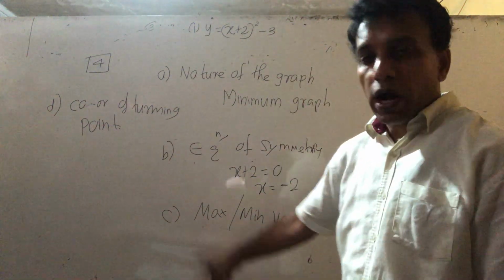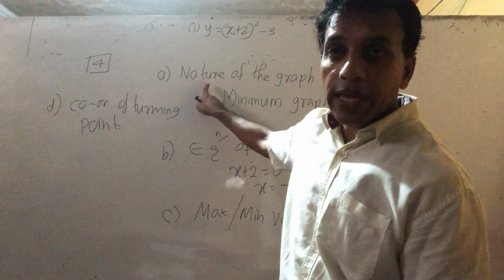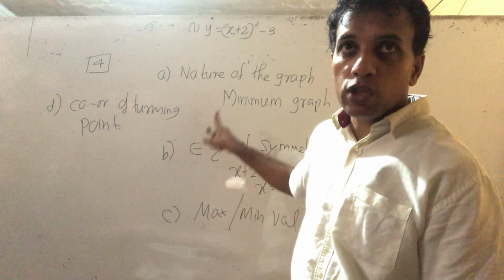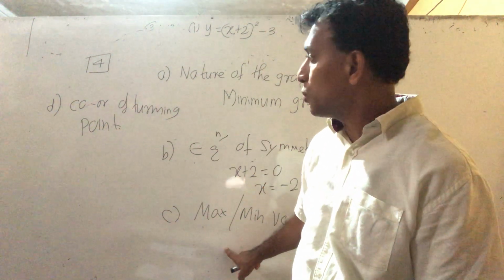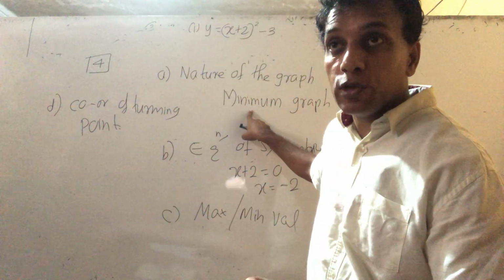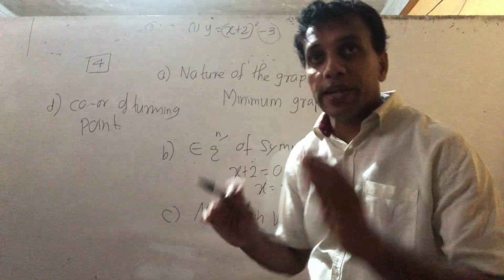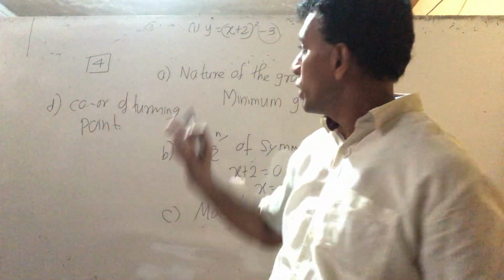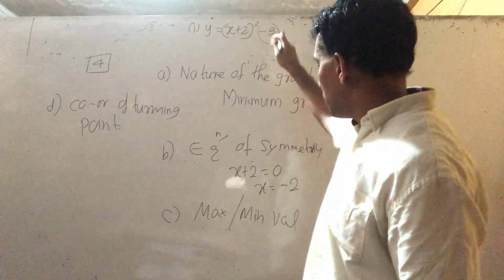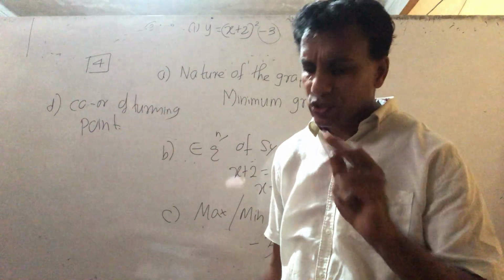So part C, maximum or minimum value, depends on part A. If you mention minimum, give the minimum value. If you say maximum, give the maximum value. I said this is a minimum graph, therefore the minimum value is minus 3. When writing the completing square form, the last number gives you the max or min. Here it is minimum, therefore minus 3.